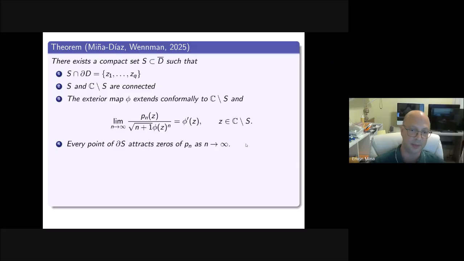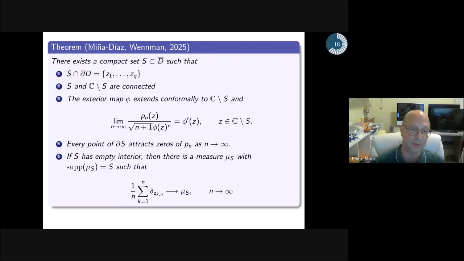Well, you can also prove that every point of the boundary of S attracts zeros of the polynomial. So the zeros of the polynomials are going to accumulate toward this set S, and every point of the boundary of S will attract zeros of the polynomials. Outside S, in the limit, there will be no zeros of the polynomials because we have this strong asymptotic formula.